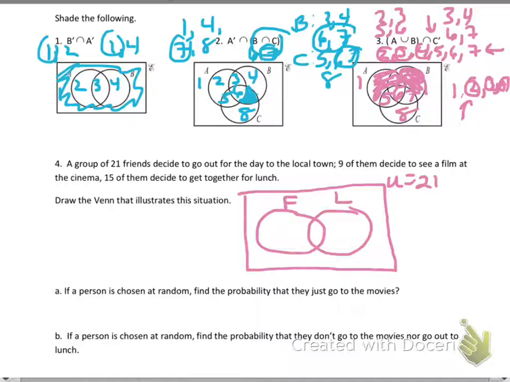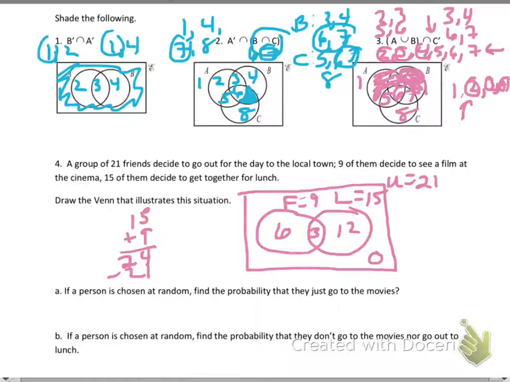Okay, it doesn't say anything here about neither or. But anyway, so let's go do this. So I know that 15 plus 9 gives me 24, and I have a total of 21 people. So I have 3 here in the in-between. So if 3 people are here and 9 decide to see a film, that means this has to be 6 because that whole circle has to add up to 9. And if this is 15, this is 12. Okay, so let's just go with here, and then I guess 0 here.